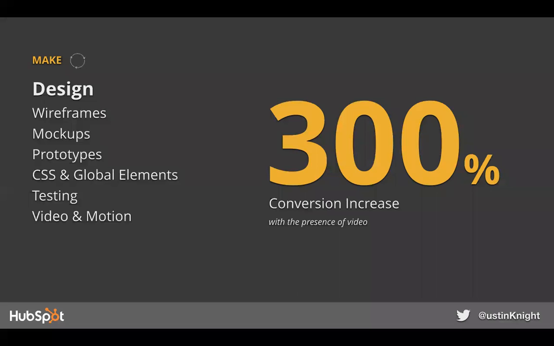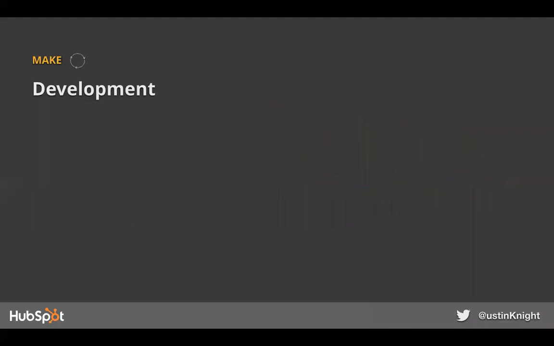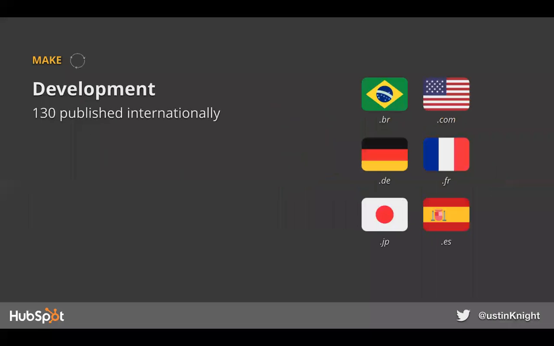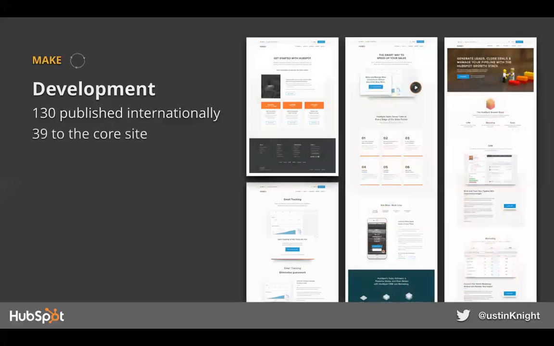Once we were comfortable with a lot of the design direction, we saw that development was taking off very early, and they would be going through the process of ultimately publishing 130 different pages live to HubSpot.com. So this was really ambitious from a development perspective. All of these different domains that you see on the right, everything was being localized and published to those domains. 39 core pages to the site were published.